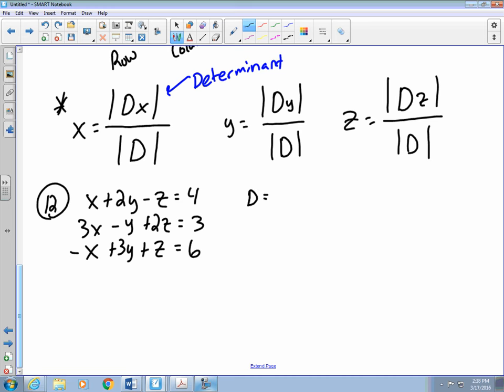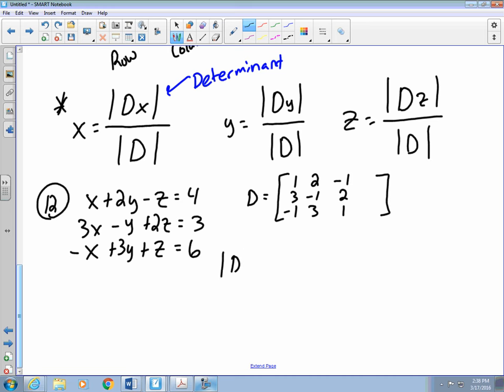So what we have here, you just take all the coefficients. The coefficients of x are 1, 3, negative 1, so the numbers in front of the x variables. And the second column is the coefficients of the y's, which is 2, negative 1, 3. And the coefficients of z are negative 1, 2, and 1.